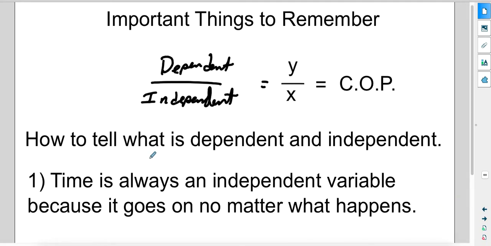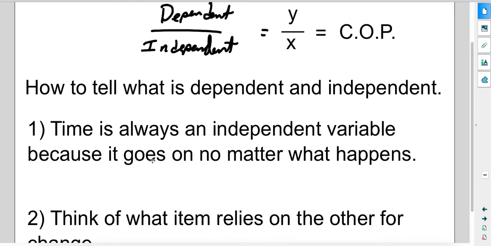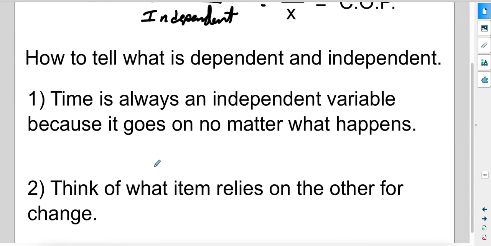And another important thing to note is that when you're looking for what's dependent and independent, for example, if time isn't one of the units that you're comparing, you try to think to yourself of an item that relies on another for change. So a lot of times this is money or wages, or if you're looking at a plant, time might be your independent variable and the length of the plant would be your dependent variable. There are a couple other examples that you might look at.